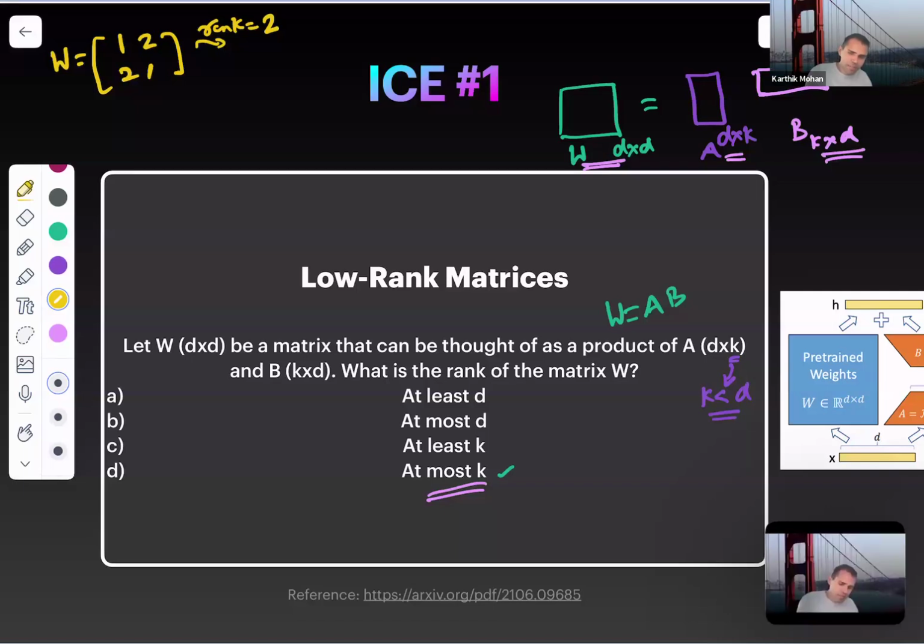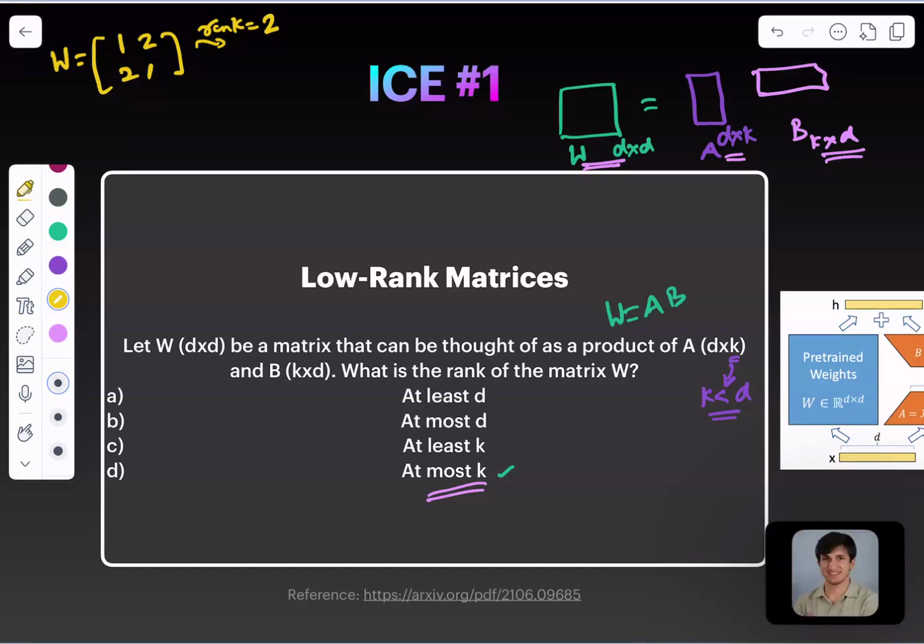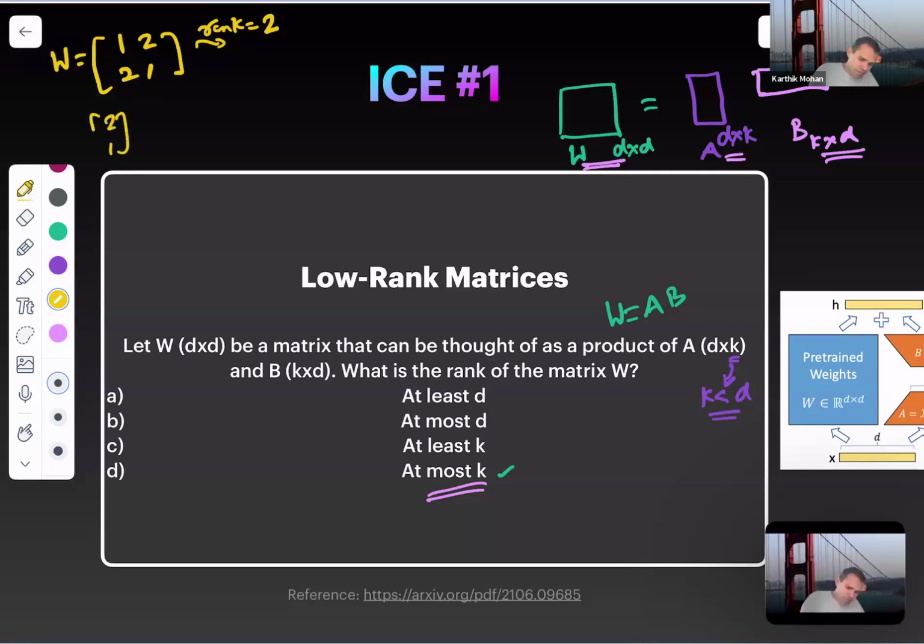Another way to think about this, especially for a smaller matrix like this, is: can you represent the second column as a multiplication of the first column? Is it possible? No, it's not possible. If I have 2, 1, multiply by 2, I get 4, 2. I don't get 2, 4, or I don't get 1, 2. So this is a fundamentally different vector as compared to this. So the rank is 2.